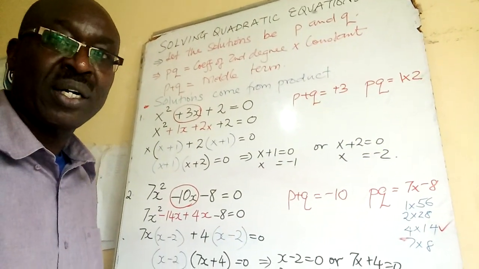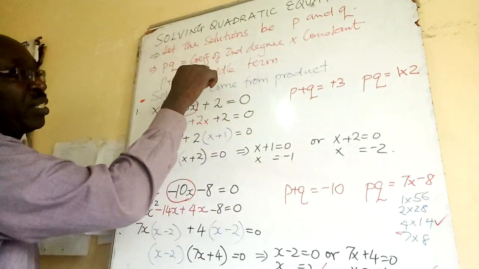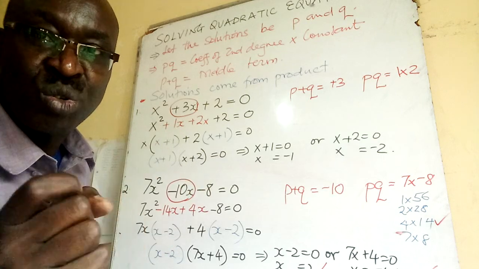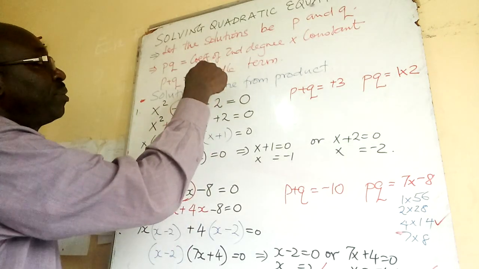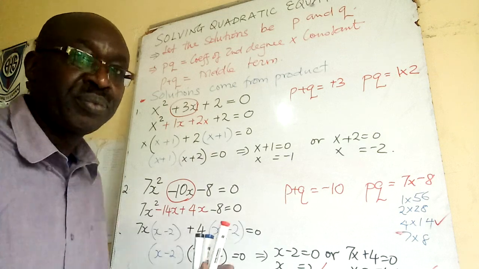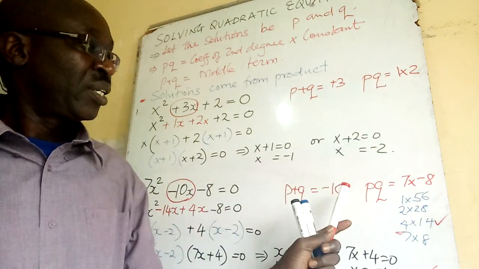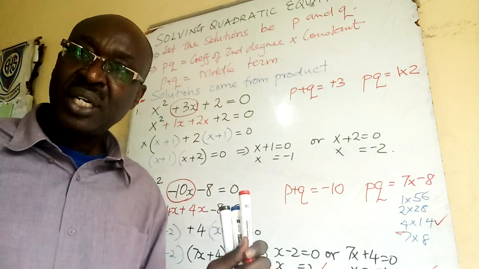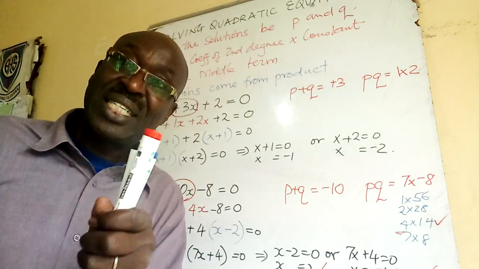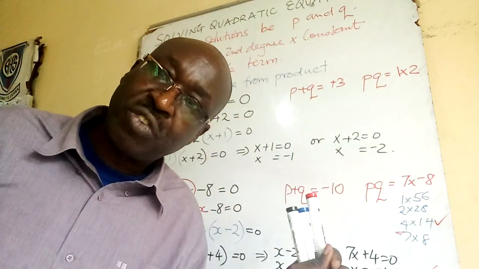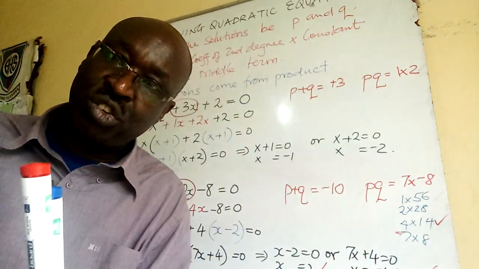Let me go back. These are the tools you need. They are the tools. See the way I've handled that? See the way I've handled this. The product is the key. P plus Q is equal to the coefficient of second degree times the constant.